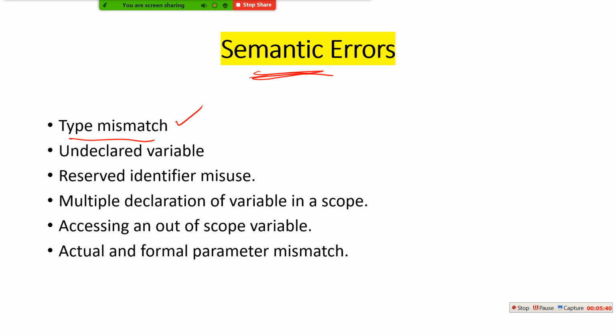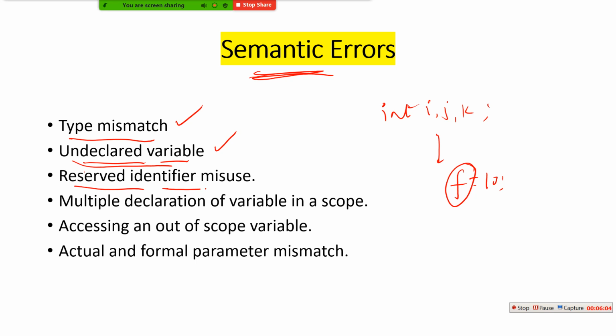Type mismatch is one of the semantic errors. Undeclared variable is a semantic error. Suppose you have declared int i, j and k, and later you use f, that is f equals 10, but you didn't declare f earlier in the program. Such an undeclared variable is a part of semantic errors. The next one is reserved identifier misuse, which is also a semantic error. If you are misusing any identifier in unnecessary places, it will be detected under semantic errors.